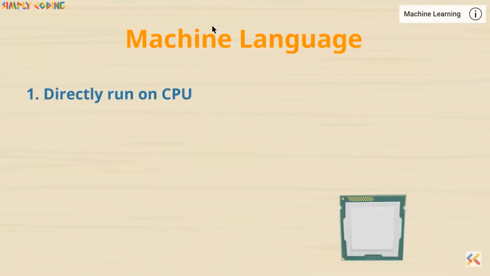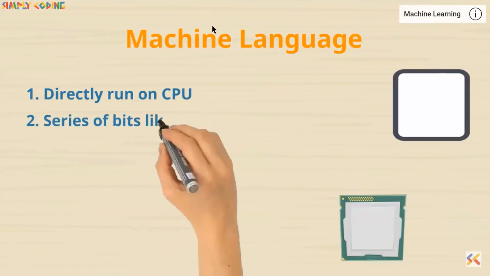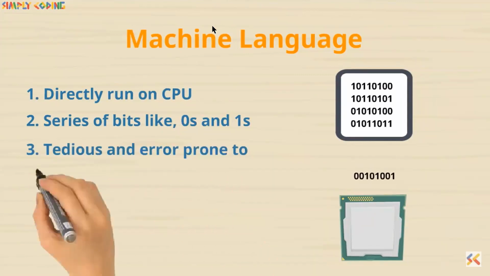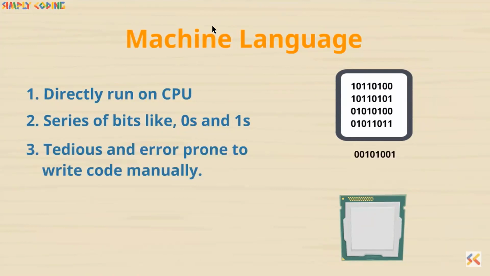Machine language is the language which can directly run on CPU. They are numeric, that means in series of bits which are zeros and ones representing instructions that a computer can understand. This makes it tedious and error-prone to write machine code manually. They are not portable, means a machine language is specific to a particular type of machine only. Ultimately, all languages need to be translated to machine language.